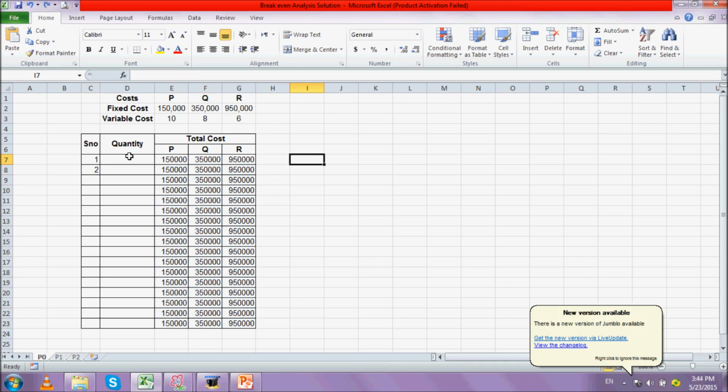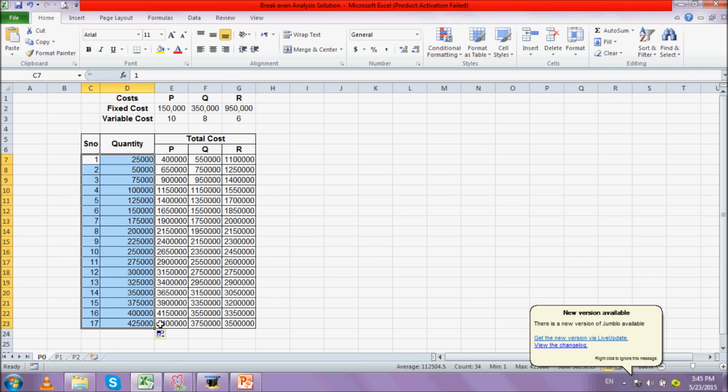Now let me put the quantity values here, in intervals of 25,000. The higher the interval you give, the higher the values you will get, but we need to get a clear picture of our range, which is between 100,000 to 300,000. So let's try 25,000, then 50,000 and so on, and let's see whether we get the range in this or not. In case it is not, then we can change the scale. Alright, so we have it.